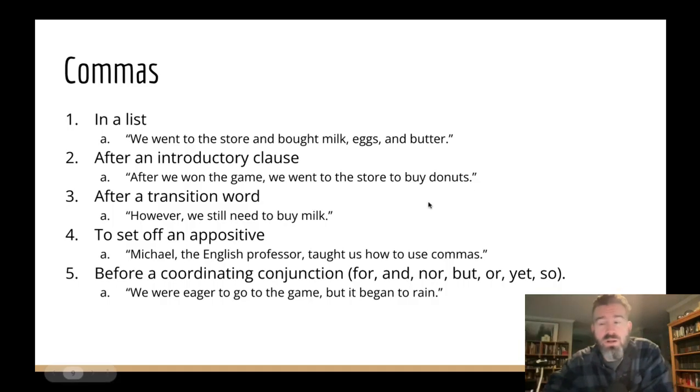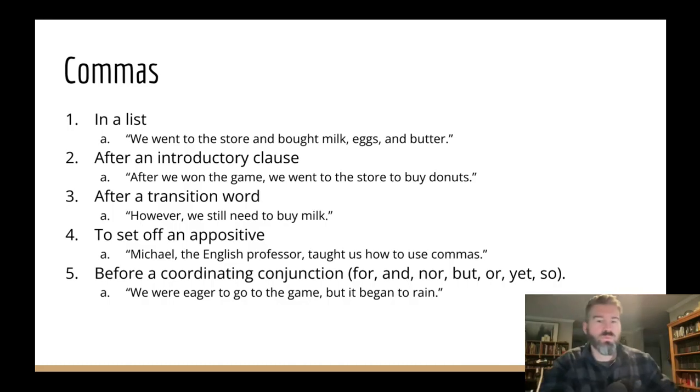In number 4 here, an appositive is just an extra chunk of information. So I could read number 4 and it would make sense without the appositive. Michael taught us how to use commas. If, for clarity, I want to add information into that, but it's not absolutely essential, it just helps, that becomes an appositive or sort of a side. Michael, the English professor, taught us how to use commas.